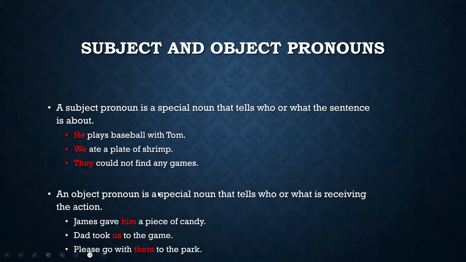An object pronoun is a special noun that tells who or what is receiving the action. James gave him a piece of candy. Dad took us to the game, and please go with them to the park. Those receive the action. You see where they are in the sentence? They're towards the middle, and with a subject pronoun, they're at the beginning. So subject pronouns give, object pronouns receive.